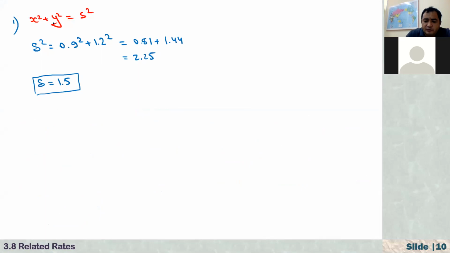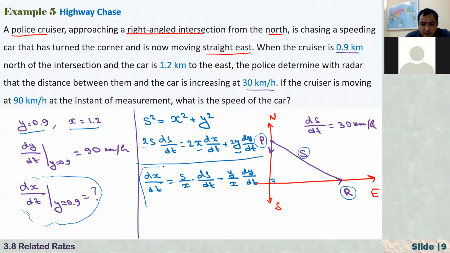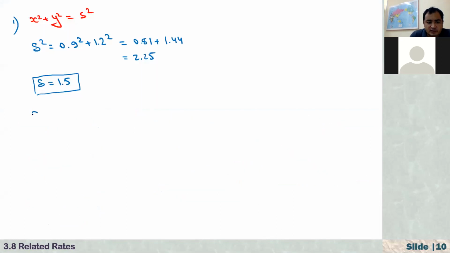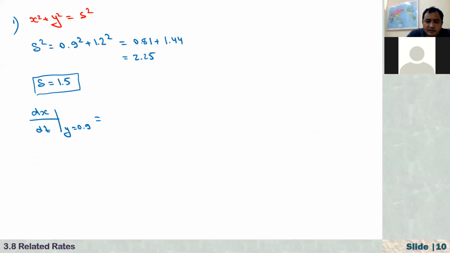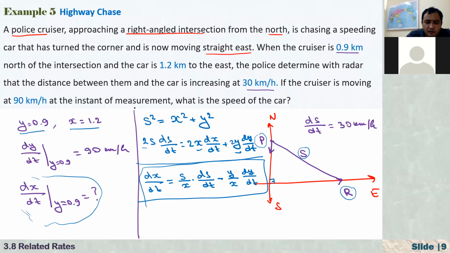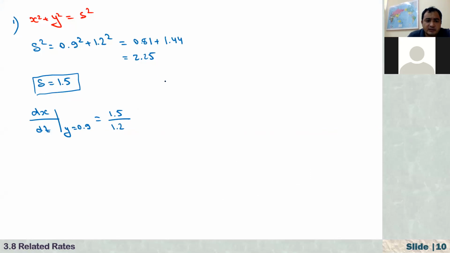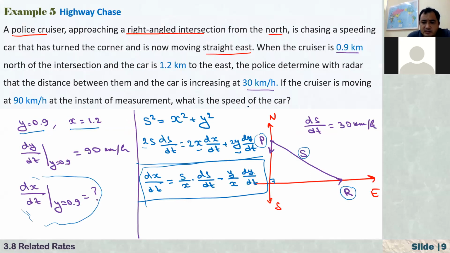Now, if I substitute this into the equation, what do we have? dx/dt at that instant, when y is equal to 0.9, is s over x times ds/dt, where s is 1.5 and x is 1.2, and ds/dt is given.